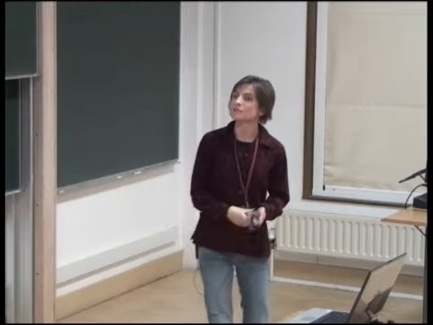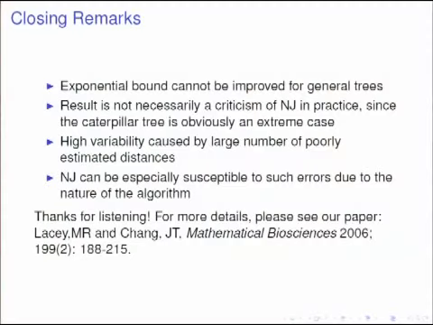So just to close, I just wanted to mention, what this tells us is that if we allow for any possible type of tree, we cannot improve the exponential bound. The caterpillar is a counterexample, which suffices to show that you cannot guarantee polynomial results. However, whenever you deal with a caterpillar tree, there are obviously much better cases where NJ would probably perform well. And really what we need to think about is why this is happening.